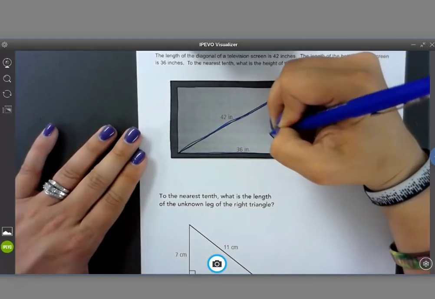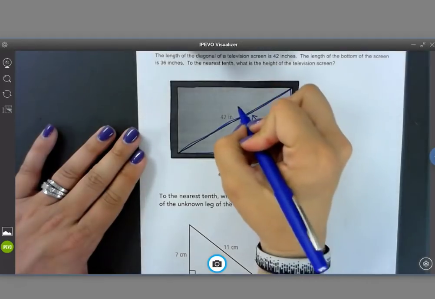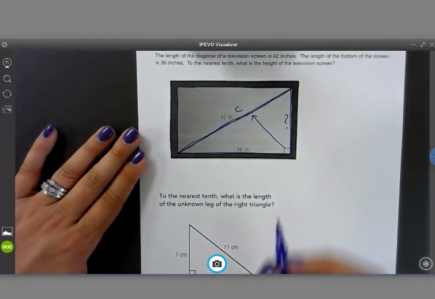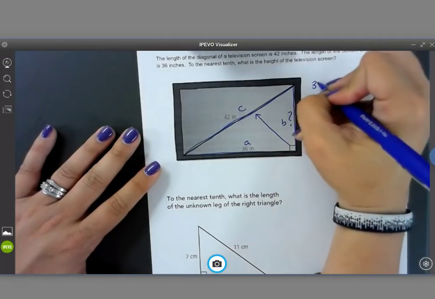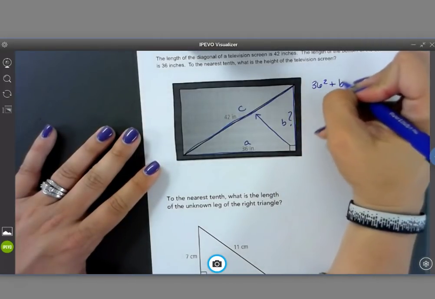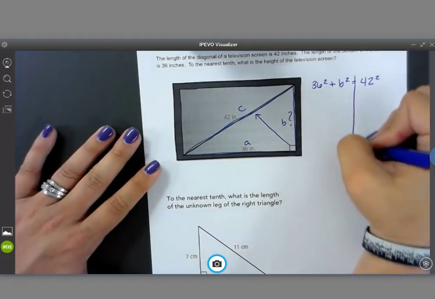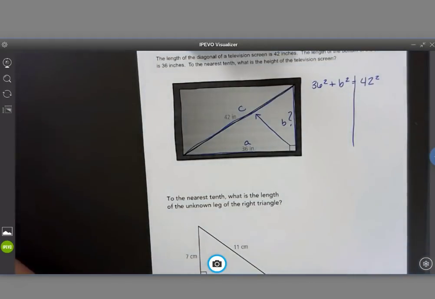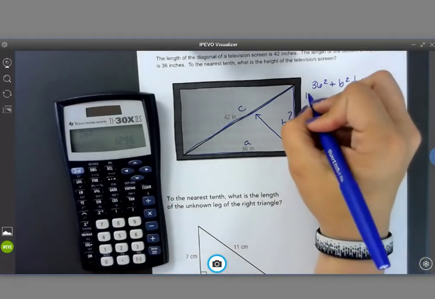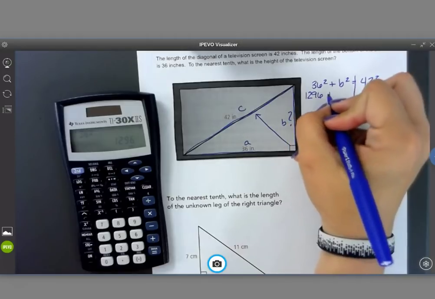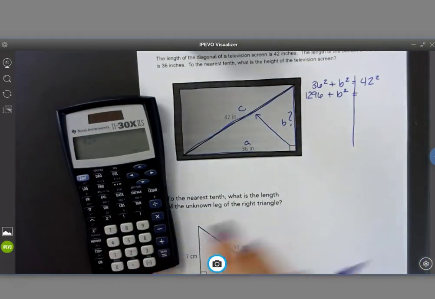So since that's one of the ones that make up the 90-degree angle, that's going to be a leg. 42 is going to be our hypotenuse. We'll make this one A and this one B. So plug those in and solve. It says round to the nearest tenth, so we might have to round at the very end. So we get 36 squared, 1,296. 42 squared.